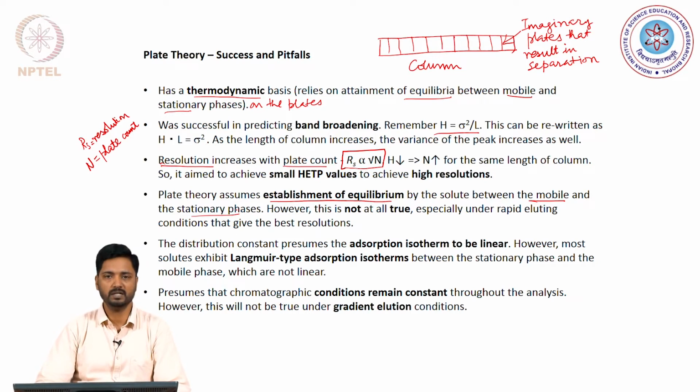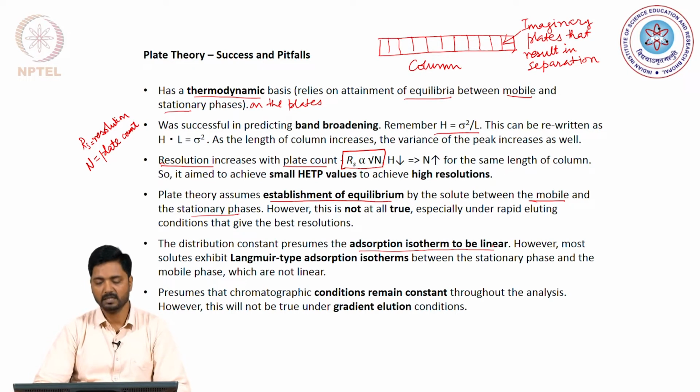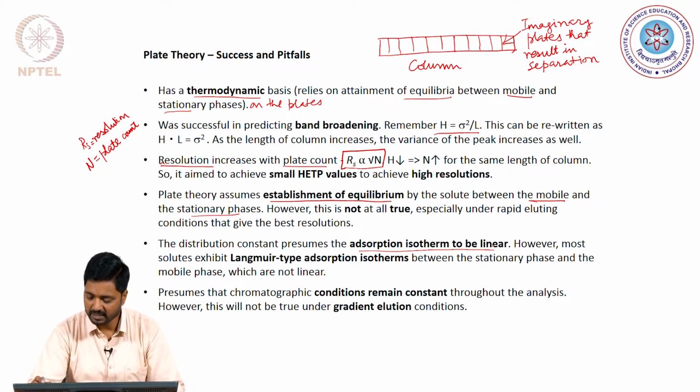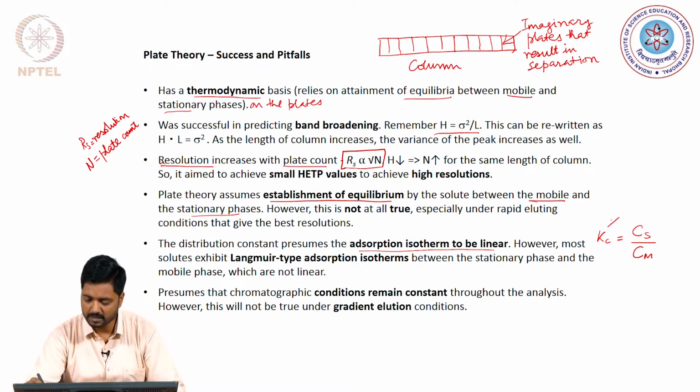Now, another point where plate theory had a presumption which finally did not hold true was that it presumed that the distribution constant, the adsorption isotherm, was linear. If you recall, what we had written is that the distribution constant was the concentration of the solute on the stationary phase divided by its concentration in the mobile phase, and this distribution constant was thought to be invariant of the solute concentration.